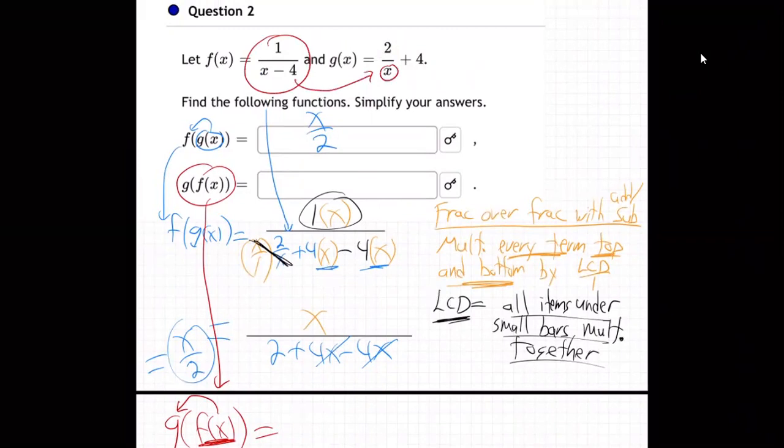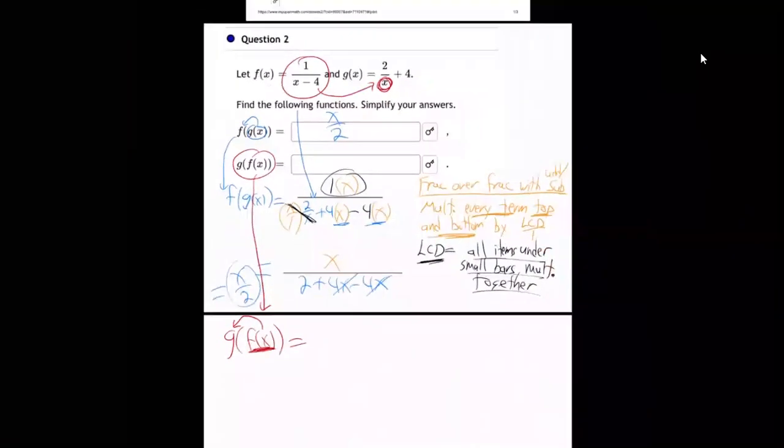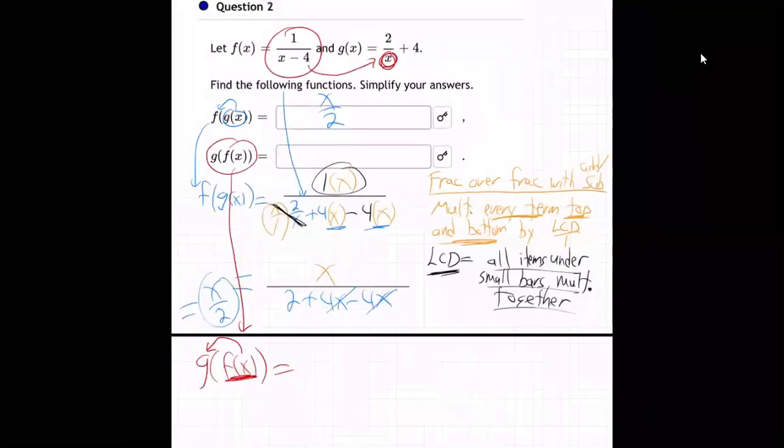That whole 1 over x minus 4 is going right here underneath a 2 with a 4 off to the right. You get it? So let's do it. So we're going to have 2, a bar, and the 1 over x minus 4 with the plus 4 off to the right.